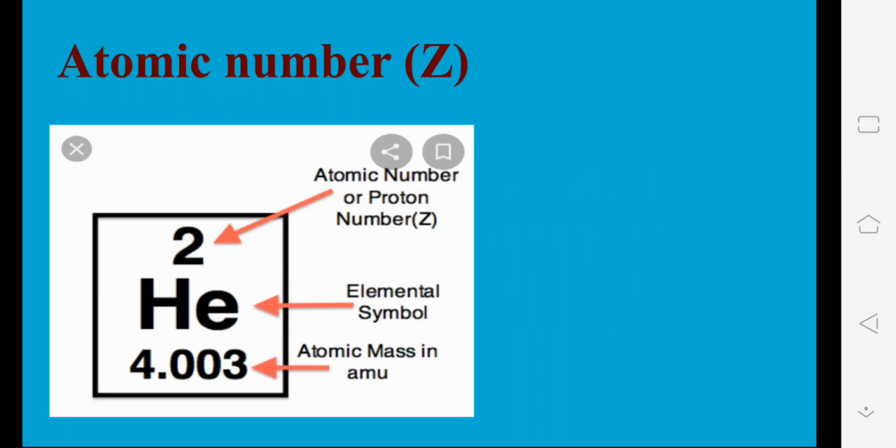Atomic number is shown on the top of the element. Here a helium atom is shown and the atomic number is 2. It is denoted by the letter Z. And the elemental symbol is He and the atomic mass is 4.003.